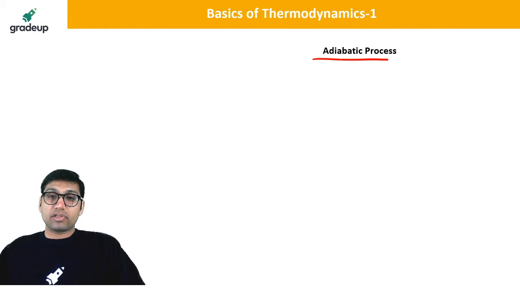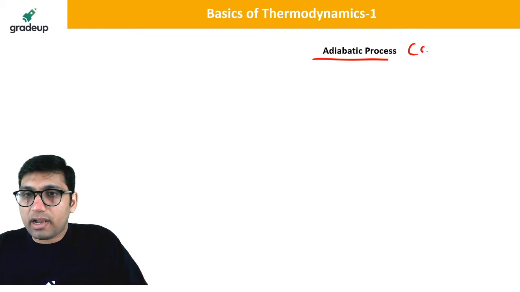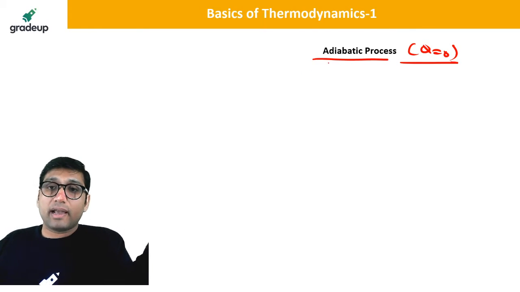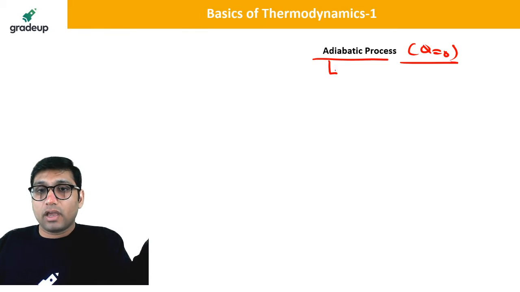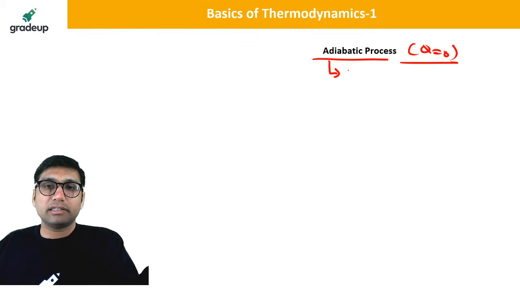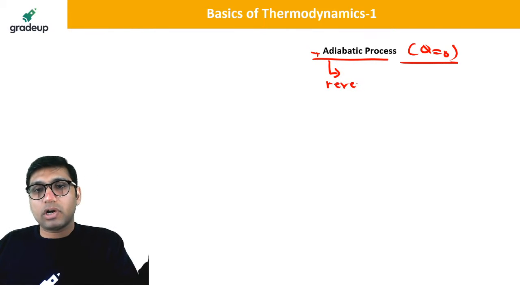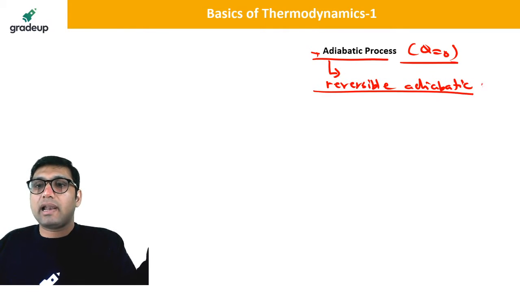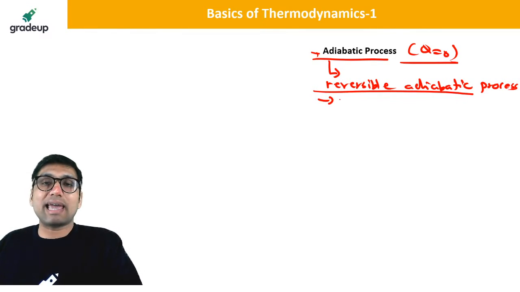It is a process in which there is no heat transfer. No heat transfer takes place during an adiabatic process. In most of the cycles you are going to study, you will study the adiabatic process, or to be very particular, the reversible adiabatic process, which is also called the isentropic process. You'll be studying it in almost every cycle.